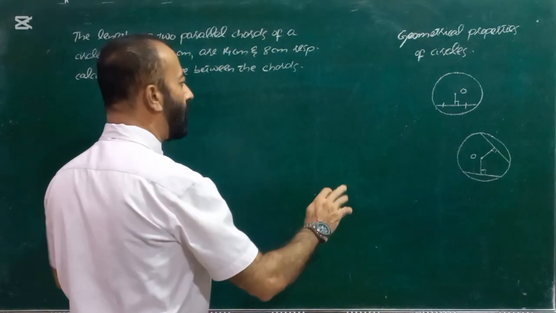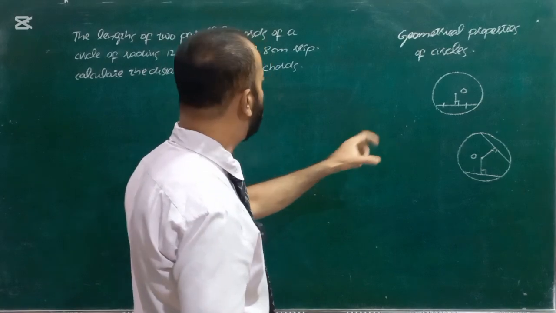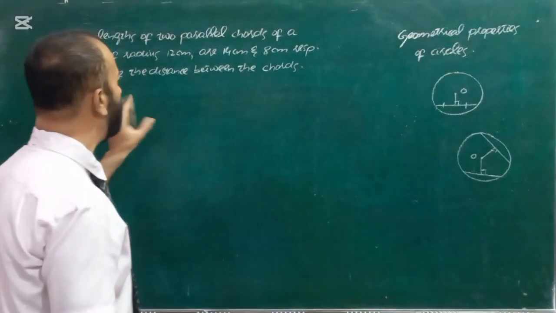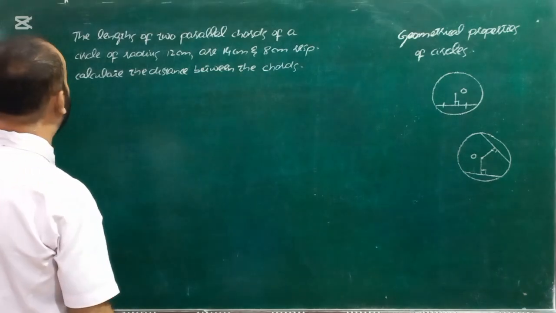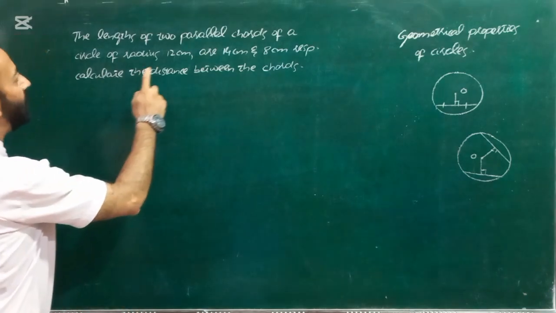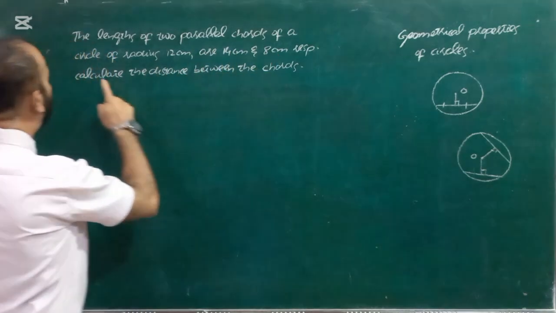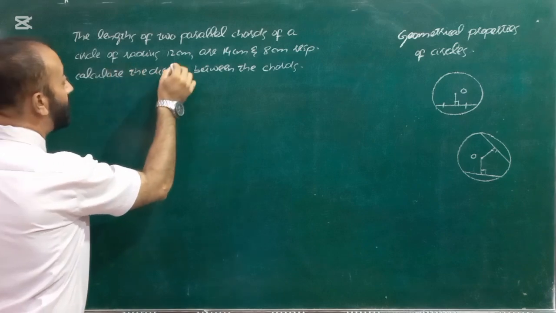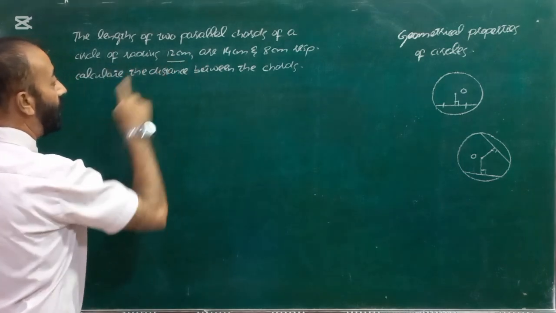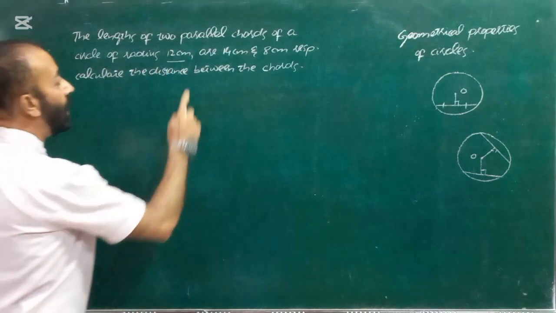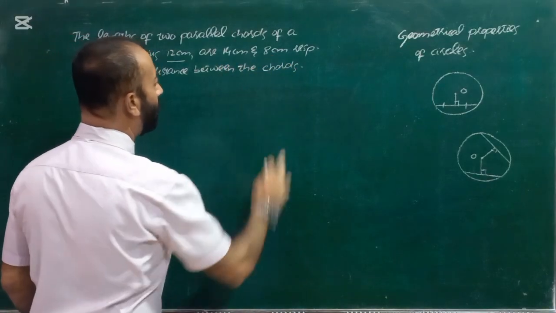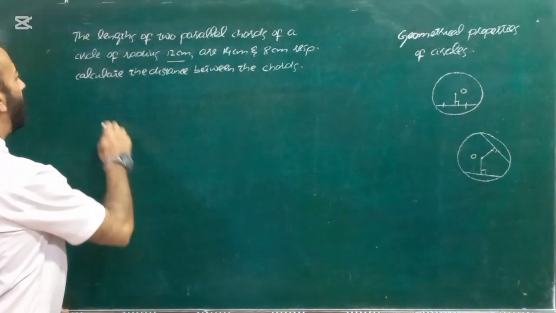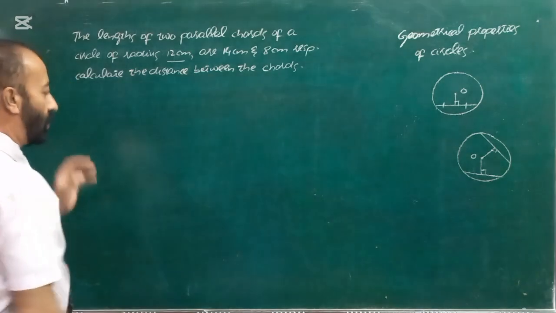So these are two properties, and from these two properties we are going to solve a question that will make your concepts more clear. So look carefully. The lengths of the two parallel chords of a circle of radius 12 centimeters. So this is the radius of the circle, are 14 centimeters and 8 centimeters. So these are the lengths of the chords. Calculate the distance between the chords.